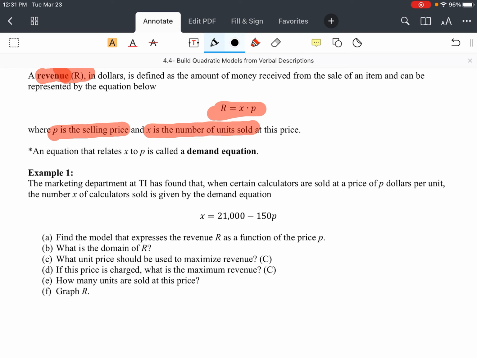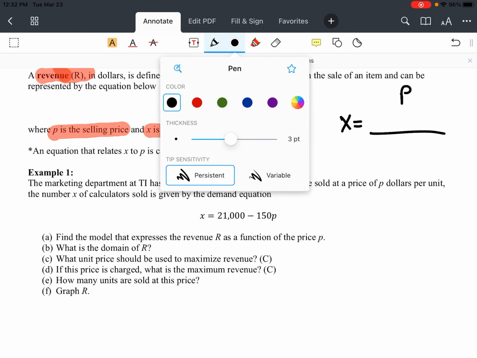An equation that relates X to P, so remember that an equation that relates just means that you're saying X is equal to something with a P value in it, so it's a relationship between X and P, is called the demand equation. And again, we're going to talk about that here in a little bit. All right, so let's do an example.